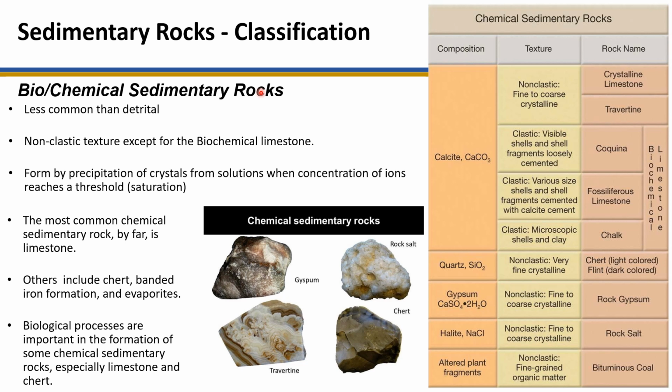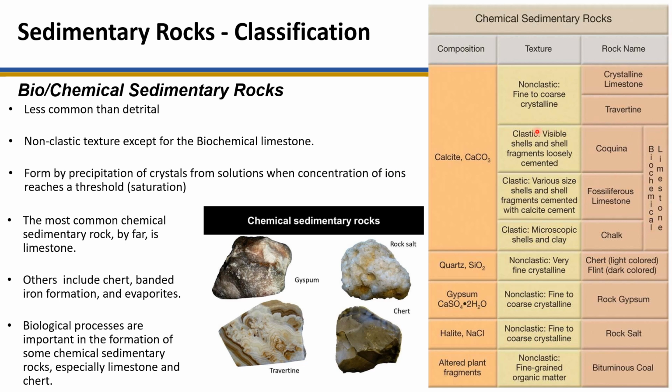So now we move into the second classification of sedimentary rocks, which is biochemical and chemical sedimentary rocks. So chemical sedimentary rocks are less common than detrital sedimentary rocks. They are formed by the precipitation of crystals from solution when the concentration of ions reaches a threshold or saturation. So chemical sedimentary rocks do not have clastic texture except for biochemical limestone.